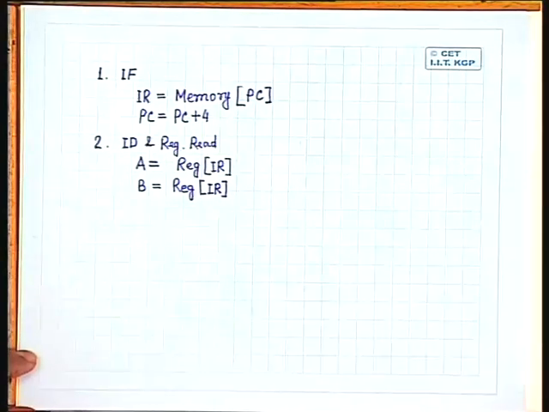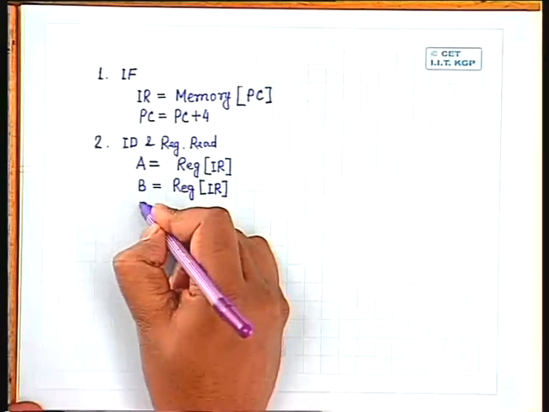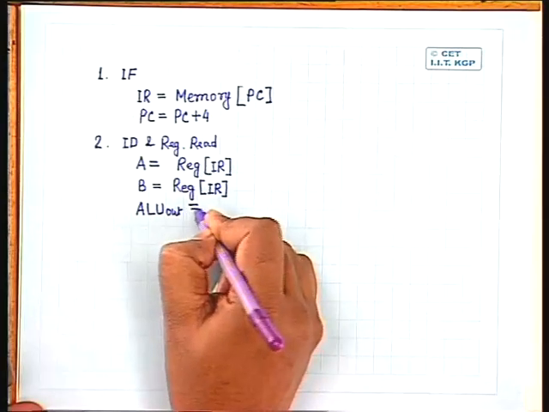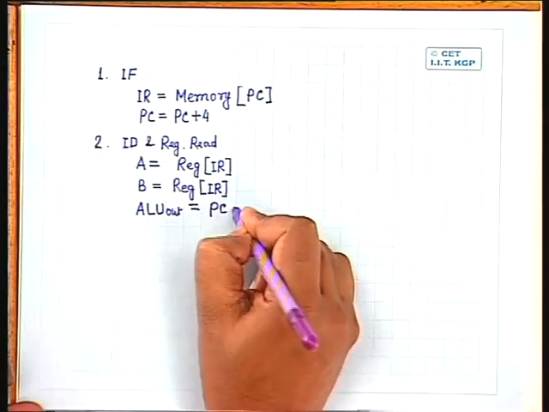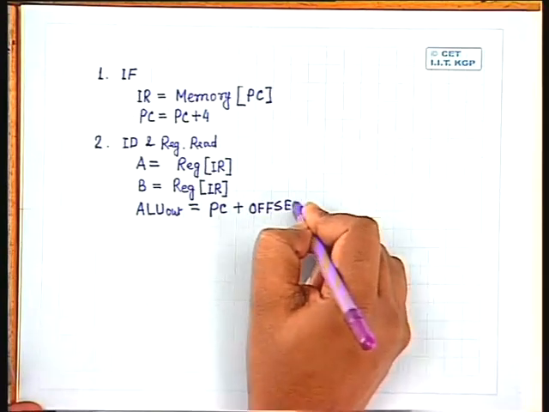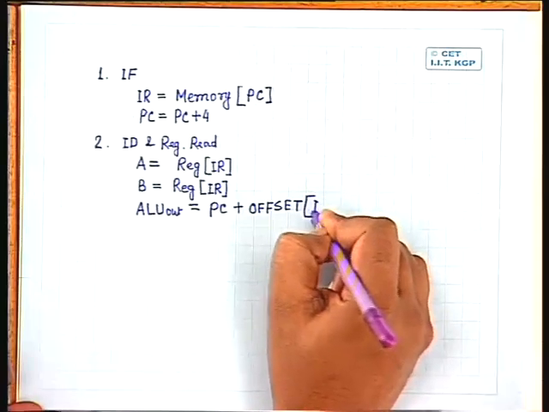Okay. Simultaneously, I can perform another thing. If it is a branch instruction, then I have to compute the branch address. Now I can pre-calculate the branch address irrespective of whether it is a branch instruction or not. So I can simply put ALU out register to be program counter plus offset field, which comes from the instruction register.